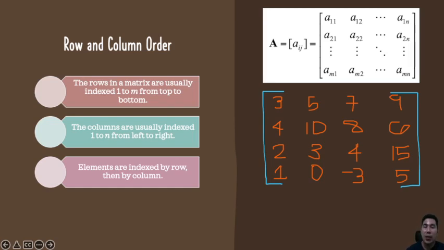matrix. So basically this number 3 is located at row 0 and column 0, and 5 is located at row 0, column 1. So row 0, column 2 is 7, and row 0, column 3 is 9. And then for row 1, column 0, we have 4, and row 1, column 1 is actually 10, and so on and so forth.